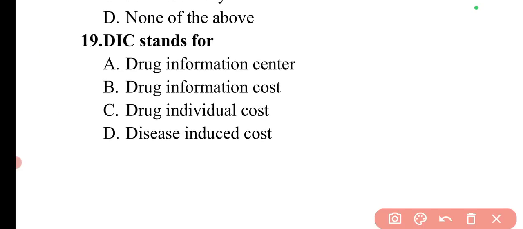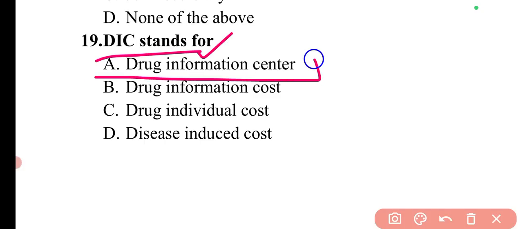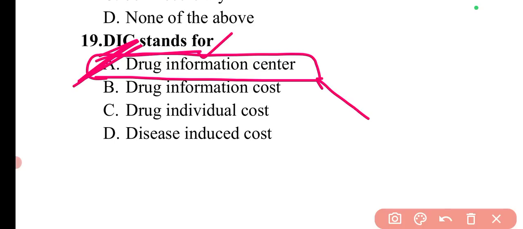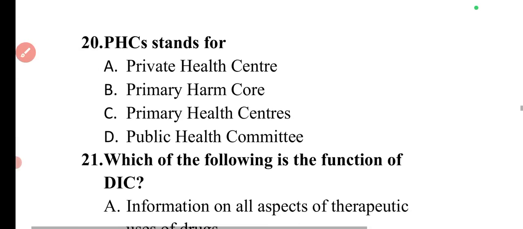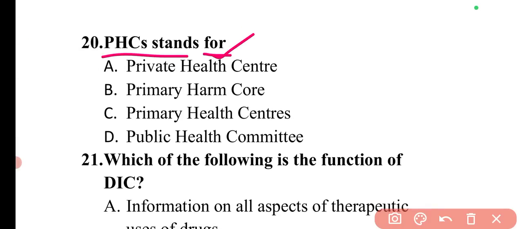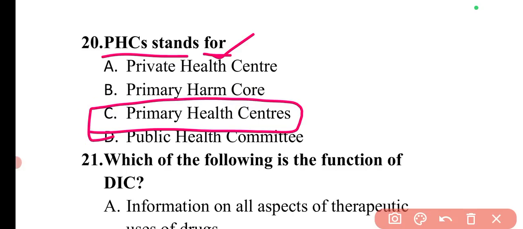Next question is, DIC stands for. DIC is Drug Information Center. So here option A will be the correct answer. It is a center where you will find complete information regarding the different drugs. Then moving to the next question: PHC stands for. PHC stands for Primary Health Centers. So here option C will be the correct answer.